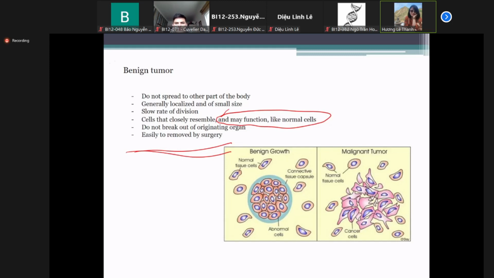It increases the level of hormone in the thyroid. That's because they have benign tumors and they function like normal cells.